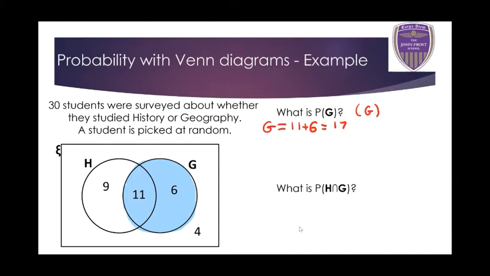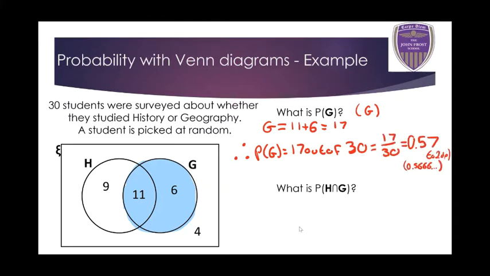That's 17. Therefore, to find the probability of picking a random student who studies geography, P of G is simply 17 out of 30, because there's 30 students in total and 17 of them study geography. Now turn this into a fraction, 17 over 30, solve it as a decimal, then there you go. That's your answer as a probability. So there's a chance of 0.57 of picking a random student who studies geography. Let's have a look at the next question now.